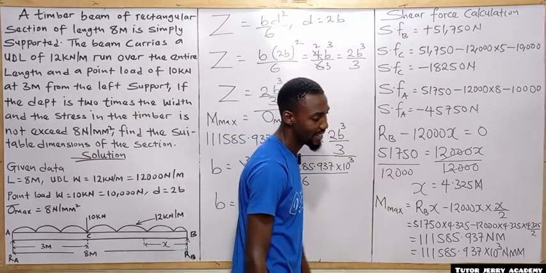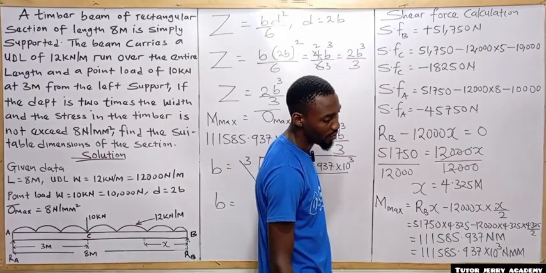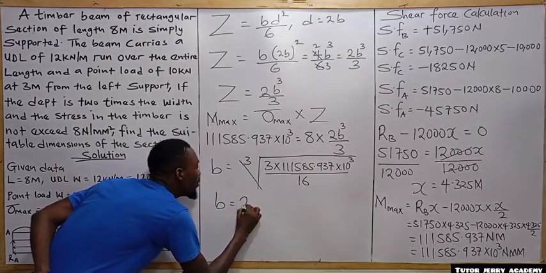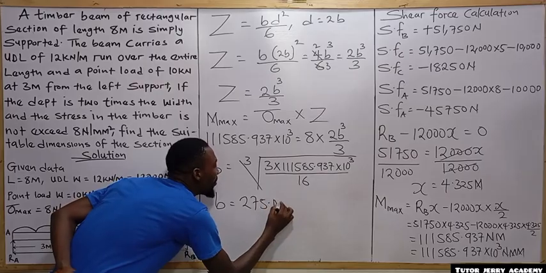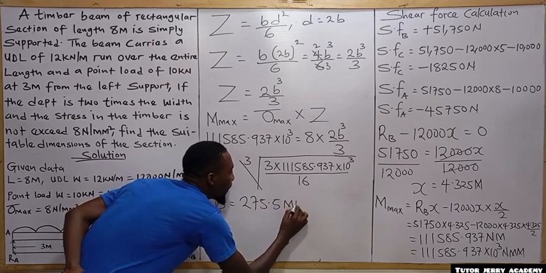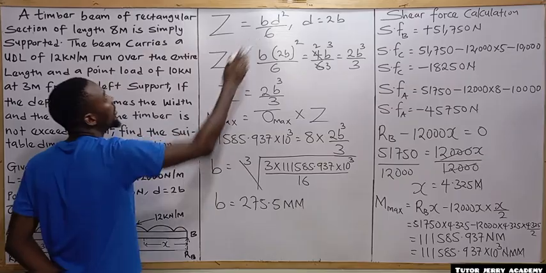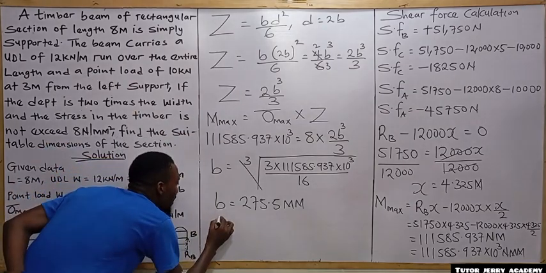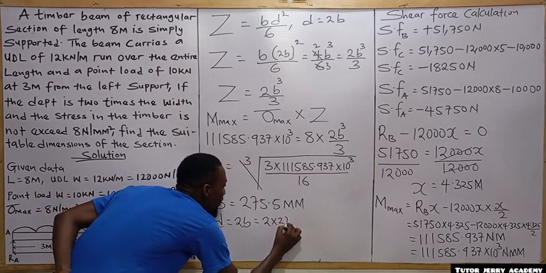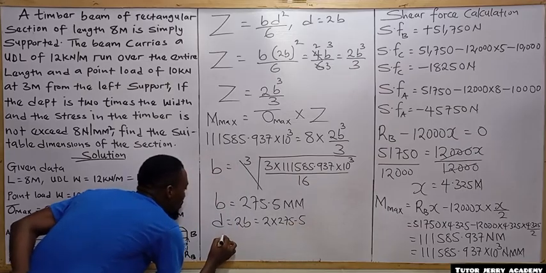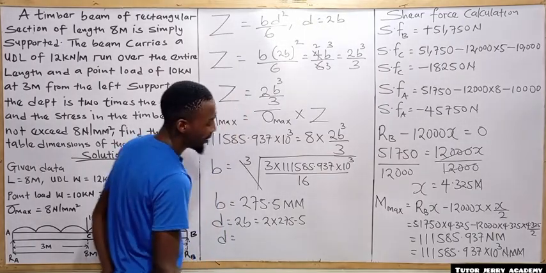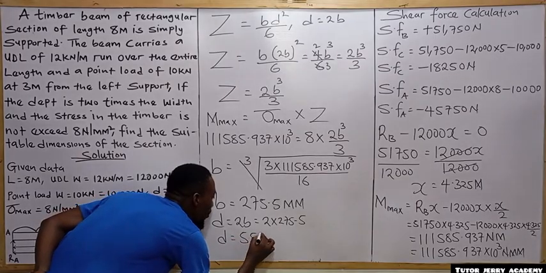All right. So if you press this directly in your calculator, you are going to get your b to be 275.5 mm. So now for our d, our d is equal to 2b. So this is 2 times 275.5. So our d will be equal to 551 mm.